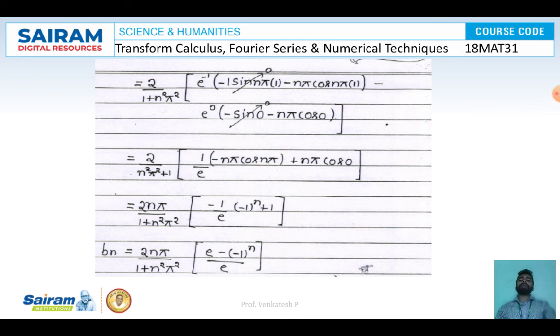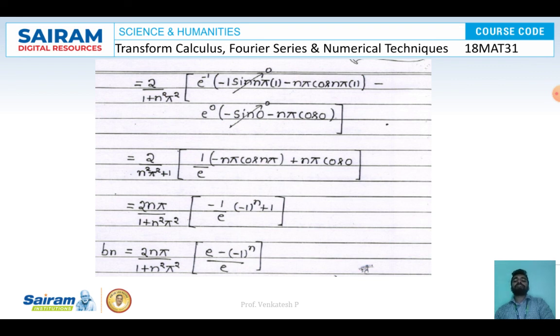So now applying the upper limit, replacing all x terms by 1, we got 2 by 1 plus n square pi square into e power minus 1 (sin n pi minus n pi into cos n pi), and the lower limit is e power 0 into (minus sin 0 minus n pi cos 0). So sin n pi is 0, sin 0 also 0, cos n pi is (minus 1) power n, cos 0 is 1. So we got 2 by (n square pi square plus 1) into (1 by e minus n pi cos n pi plus n pi cos 0). So we got 2 n pi by 1 plus n square pi square into (minus 1 by e into minus 1 power n plus 1) after simplification.